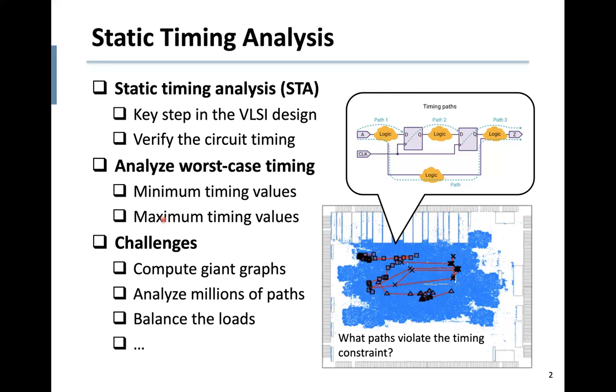So this process is indeed very challenging because the circuit graph is very large, billions of transistors in today's VLSI design, which means we need to analyze millions or trillions of critical paths, and that is often an exponential number of the circuit graph size.